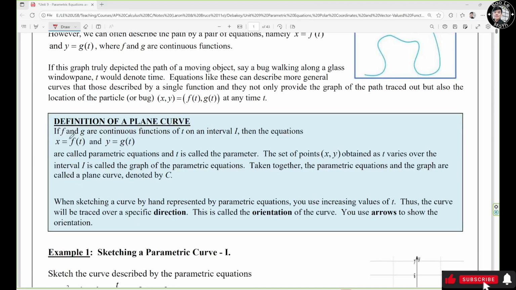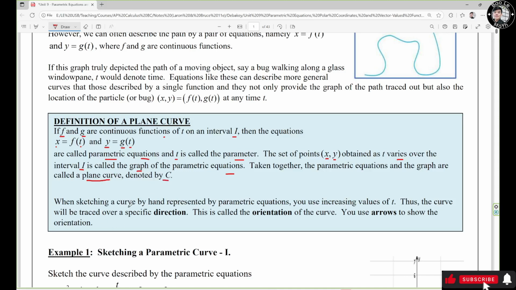Definition of a plane curve: if f and g are continuous functions of t on the interval I, then the equations x equals f of t and y equals g of t are called parametric equations, and t is called the parameter. The set of the points x and y obtained as t varies over the interval I is called the graph of the parametric equations. Taken together, the parametric equations and the graph are called the plane curve, denoted by C.